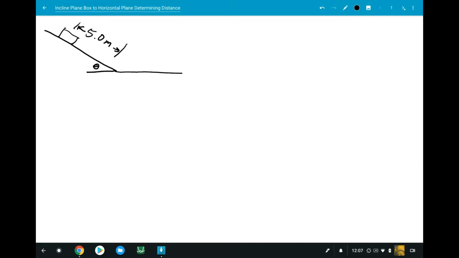Okay. And this box is going to slide down. And in part 3, we determined the velocity that it would end up at the bottom of the ramp. What if it were to slide on a horizontal plane? And can we determine the distance it will travel? Well, let's take some information from those 2 videos.